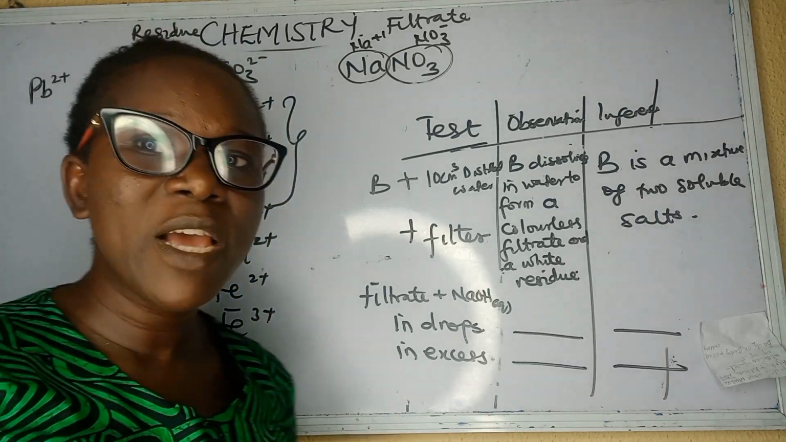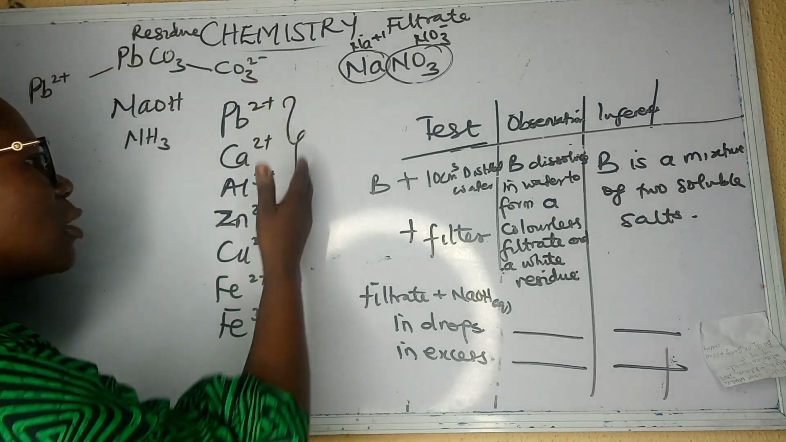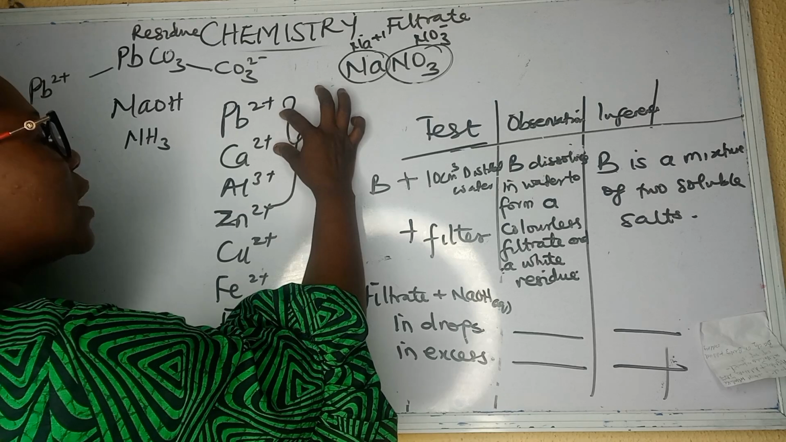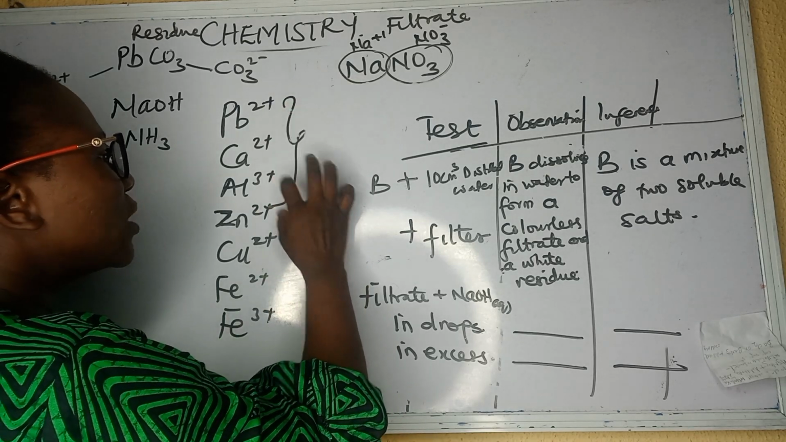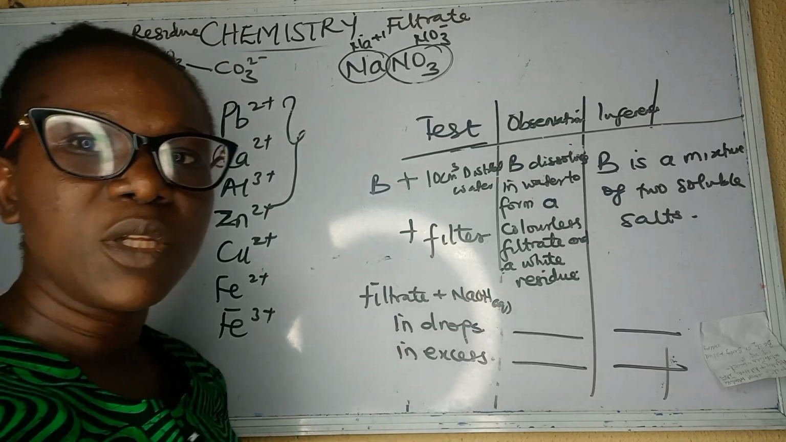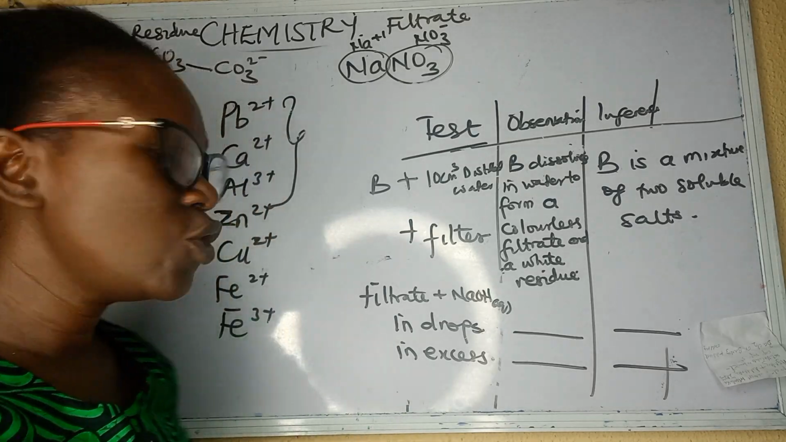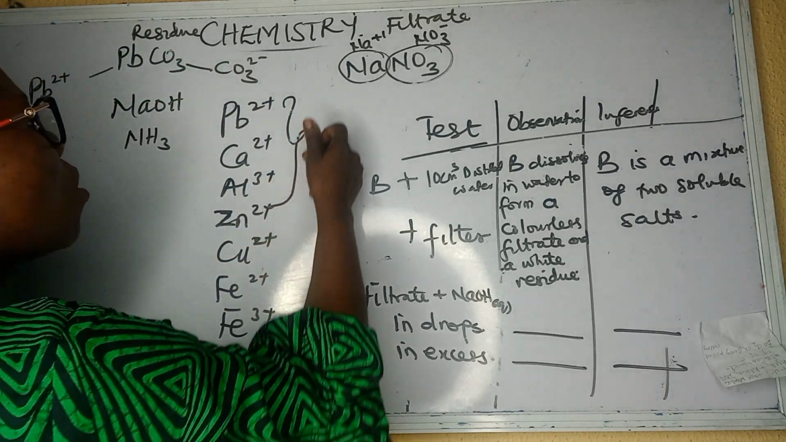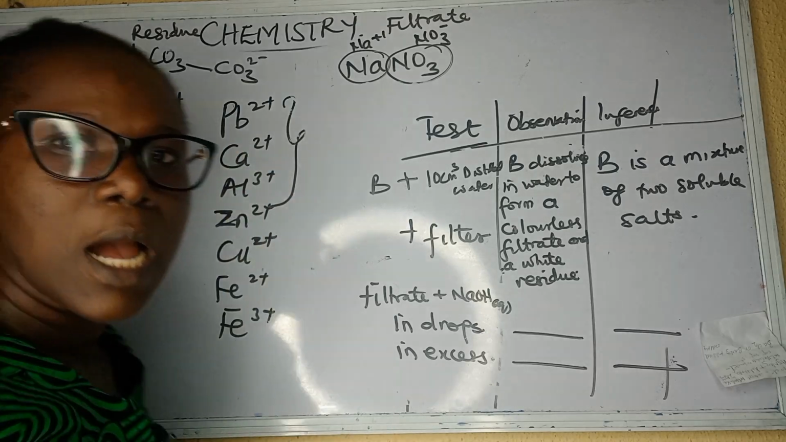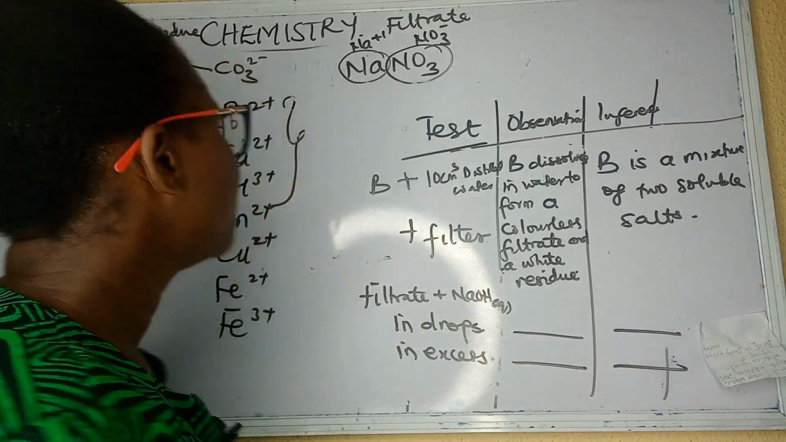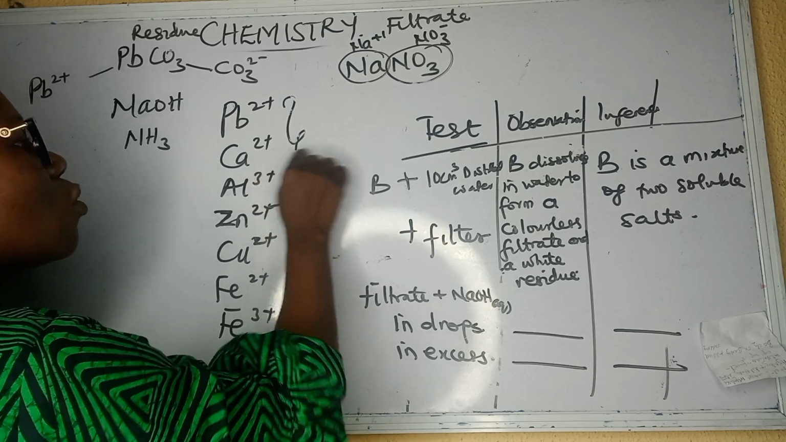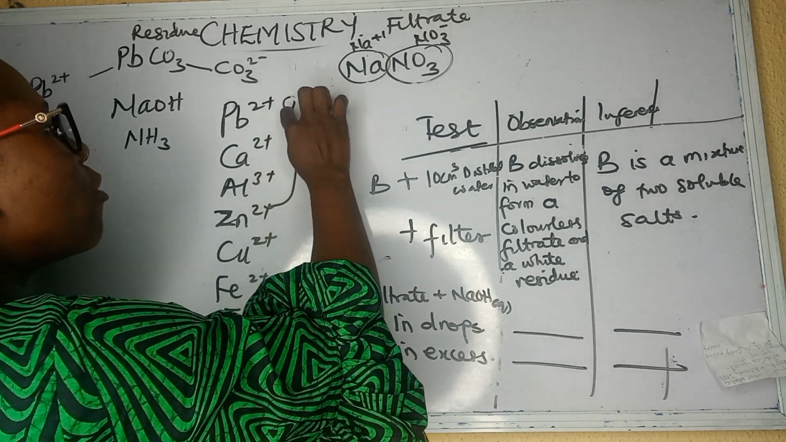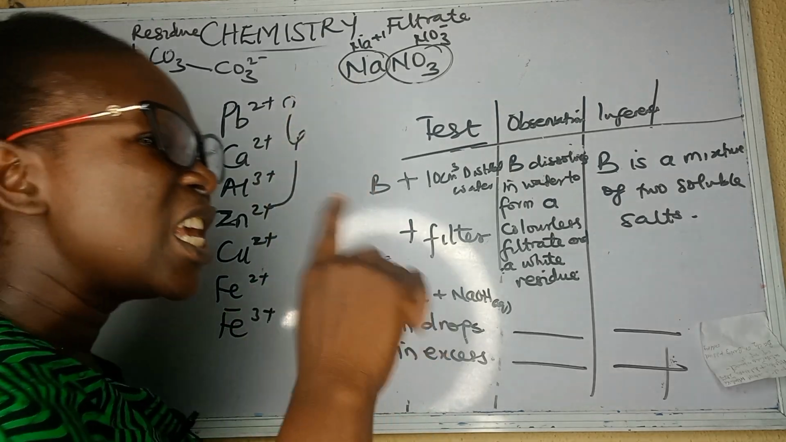So with sodium hydroxide, they all form white precipitate. Lead and calcium form a white powder precipitate, while the remaining two, aluminium and zinc, form a white gelatinous precipitate. And in excess of sodium hydroxide, they all become soluble except calcium. Now with ammonia, calcium will not react at all, while lead will form a white powder precipitate and it will be insoluble.